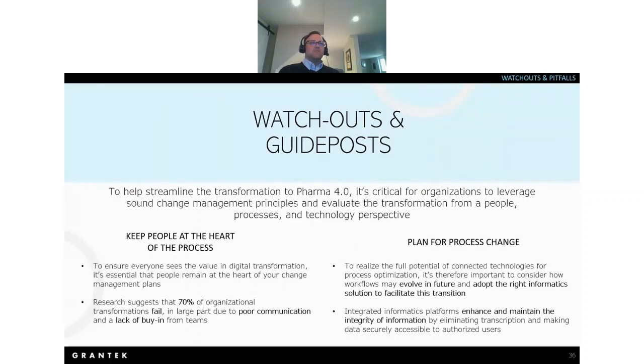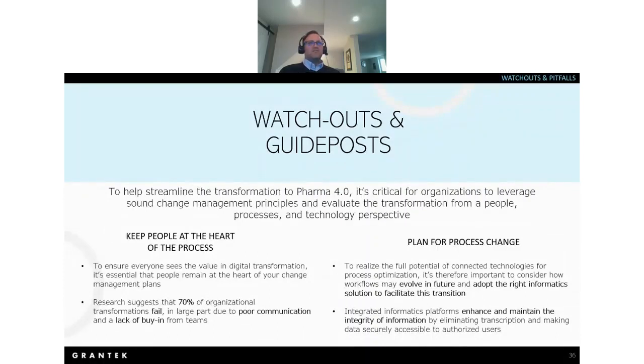However, to ensure everyone sees the value in digital transformation, it's essential that people remain at the heart of your change management plans. Research suggests that 70% of organizational transformations fail, in large part due to poor communication and a lack of buy-in from teams. The lesson for business leaders is, bring your people with you. So when it comes to setting out your Pharma 4.0 roadmap, it's essential to engage with your leaders and employees and involve all departments in the decision-making process.